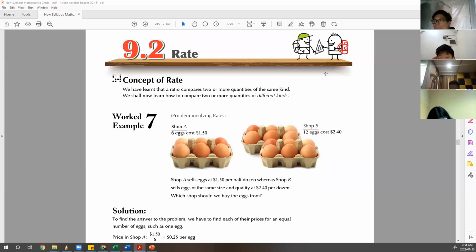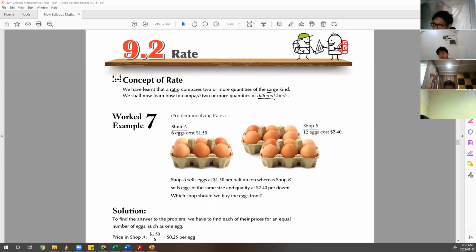Okay, so previously we learned about ratio. Ratio is the comparison between two of the same kind, right? But now we will learn about the rate, that is a comparison between two or more quantities of different kinds. Make sure you understand this. Pay attention. Rate, ratio, same kind.